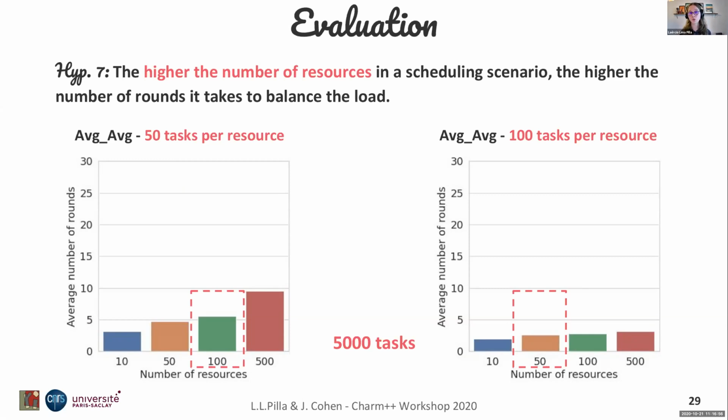And what's interesting when we're also comparing these two figures is that we see that the more tasks per resource we have, the faster it is to converge. So it's easier to have a load of 105 tasks or lower with 100 tasks per resource on average, when compared to 50 tasks per resource, where the convergence would require at most 52 tasks. So having a lot of tasks in these situations is good for convergence.